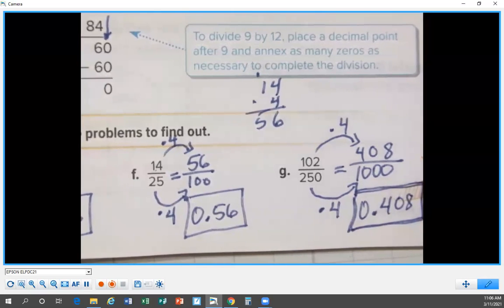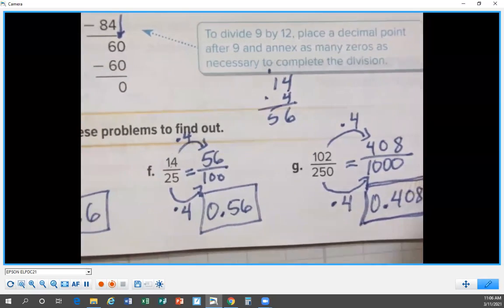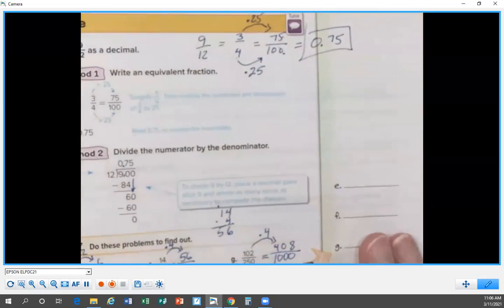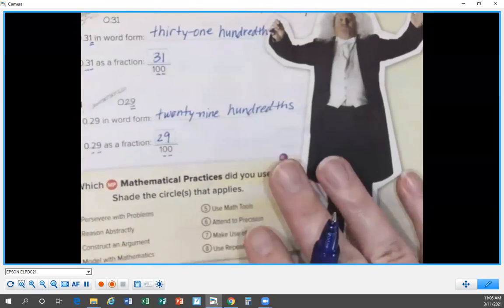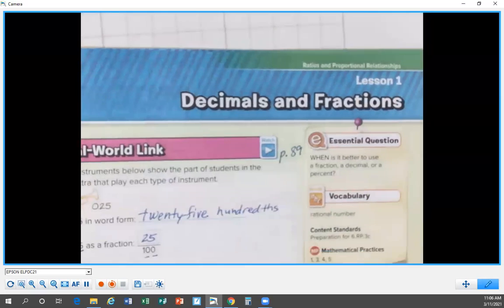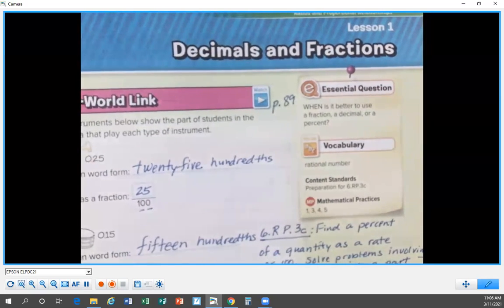Okay, so that was chapter 2, lesson 1, pages 89 through 91, writing decimals as fractions and writing fractions as decimals.